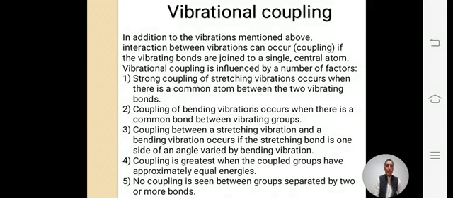Number three, coupling between a stretching vibration and a bending vibration occurs if the stretching bond is one side of an angle varied by the bending vibration. Number four, coupling is greatest when the coupled groups have approximately equal energies. Number five, no coupling is seen between groups separated by two or more bonds.